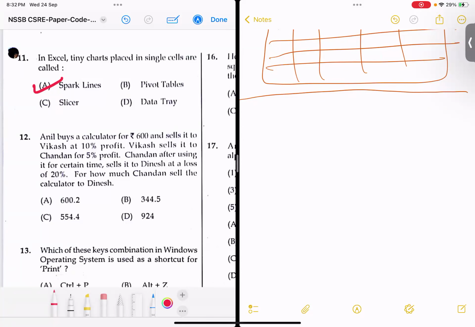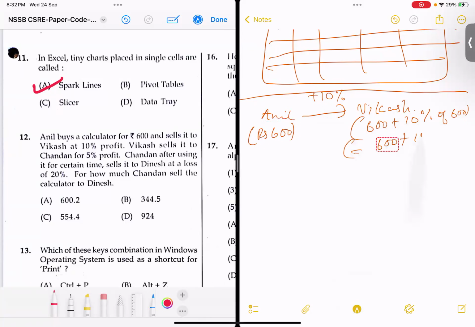Now say Anil buys the calculator for 600 rupees, right? So when he got the calculator, he bought it for 600 rupees and he is going to sell it to Vikash, and he's selling it at a 10% profit, right? Which means it will be 600 plus 10% of 600, which is equal to 600 plus 10 by 100 of 600. So if you solve this, you will get it as 660 rupees, okay?